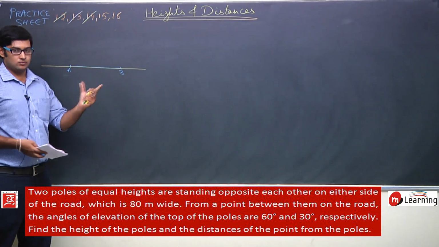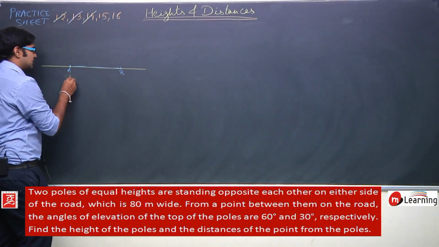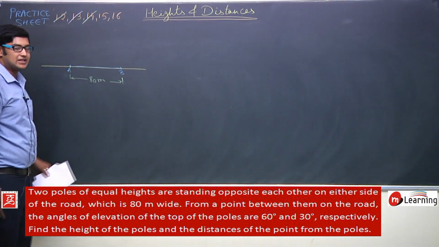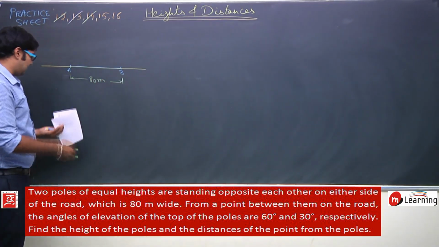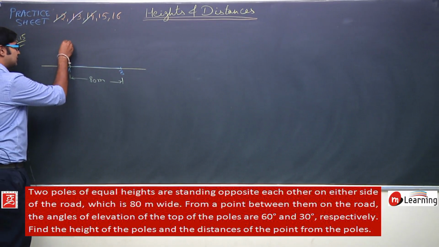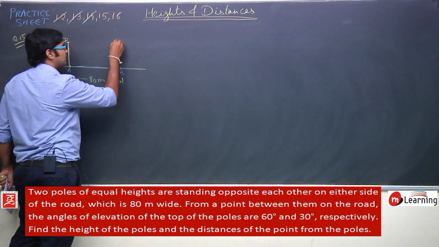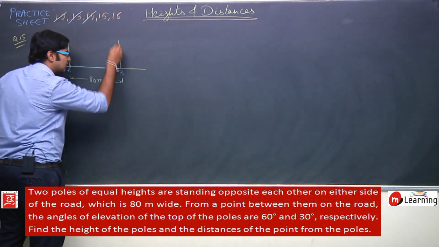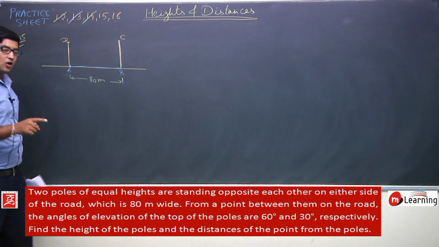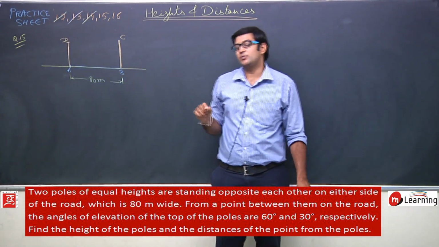And at the two corners of the road, at the two ends of the road, which is 80 meter wide, it means the distance between the points A and B is 80 meters, that is the width of the road, and there is a pole at point A. Let us say this is a pole, this is AD, and there is also a pole marked at point B. This is a pole at point B, which is, let us say, BC. The length of both the poles is equal. The height of both the poles is equal.